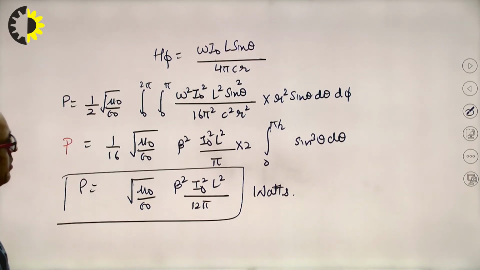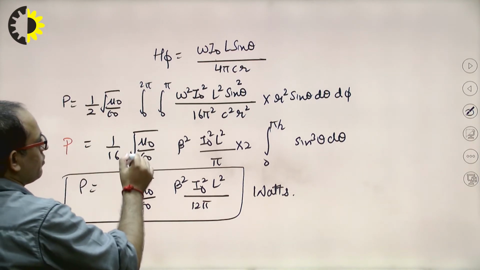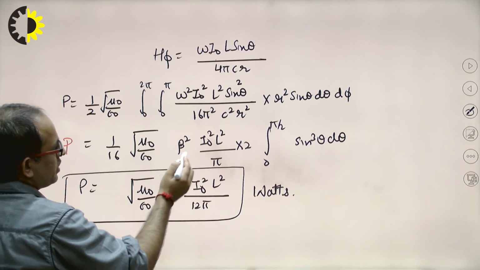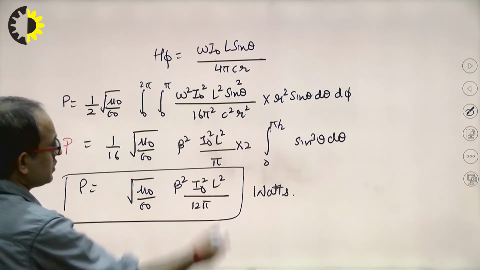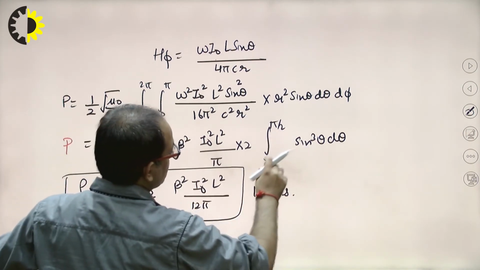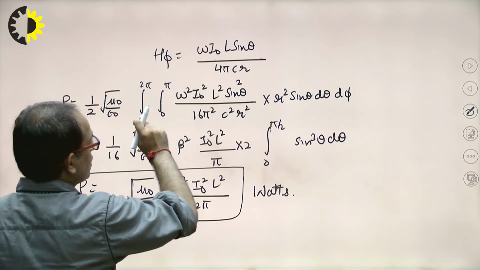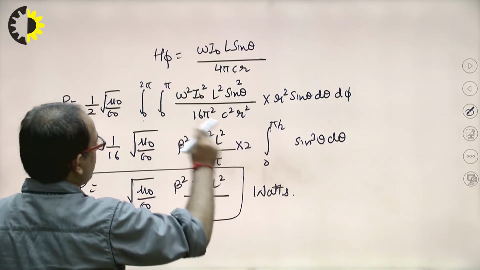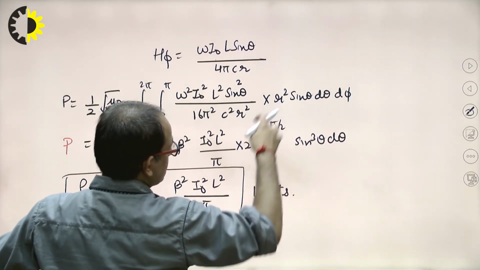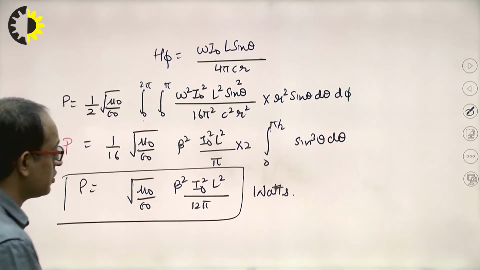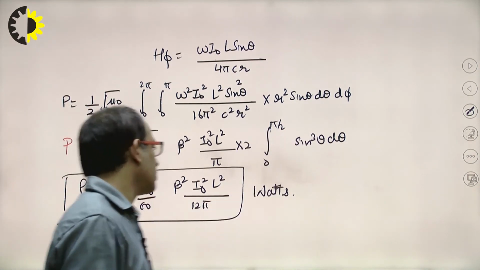Now power will be 1 by 16 root of mu naught into epsilon naught beta square I naught square into L multiplied by 2 divided by pi. Just solve this equation. Integrate with respect to phi, you will get 2 pi, and from 0 to pi you will get sin cube theta. That is an even function, so you can multiply by 2 and get 0 to pi by 2 sin cube theta d theta.